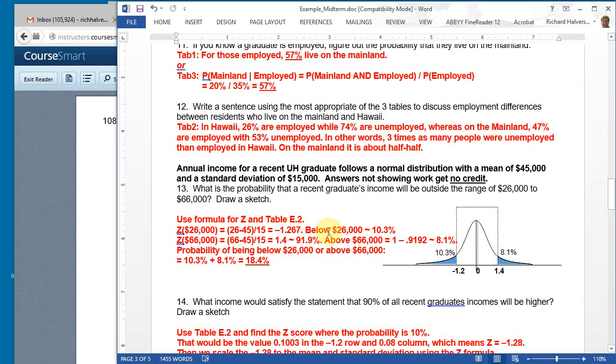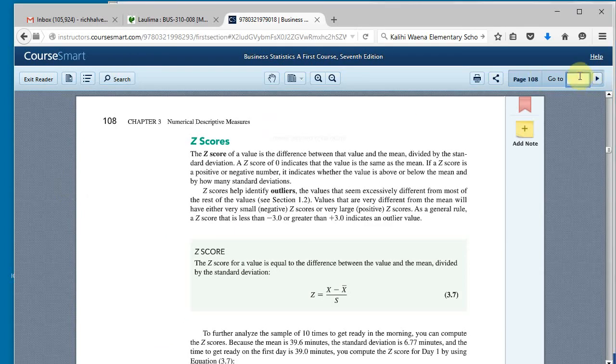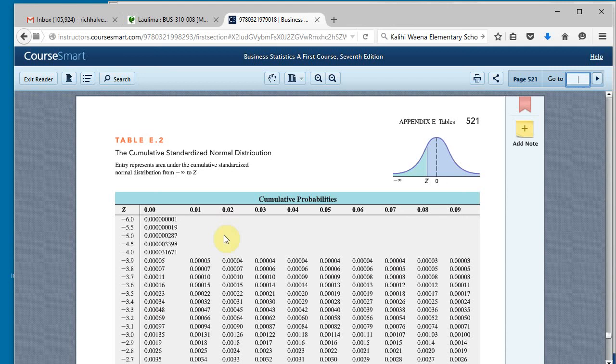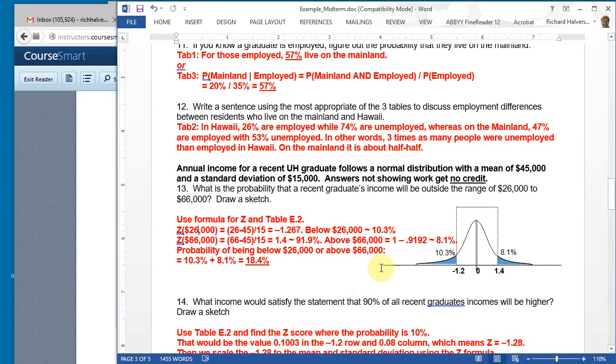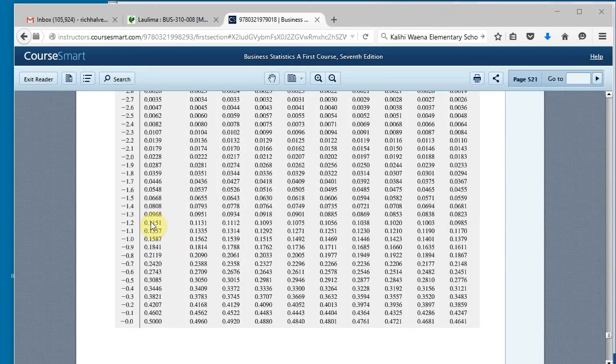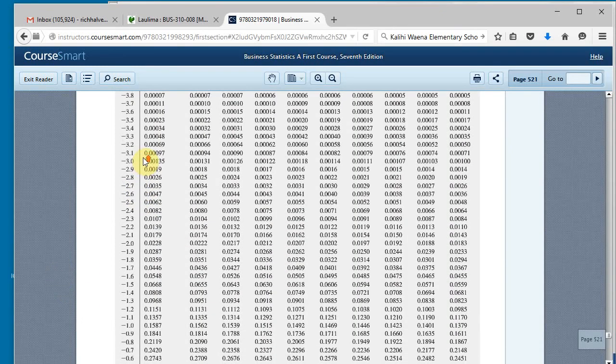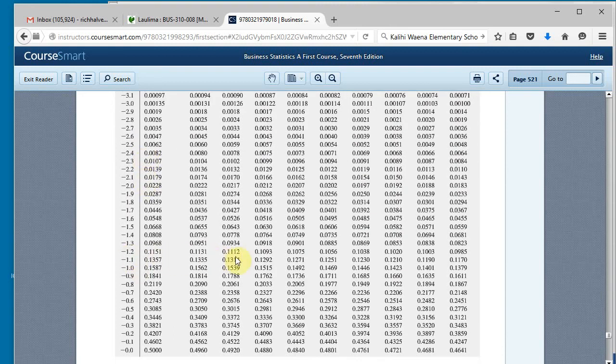Once we have the z-score of minus 1.267, we can determine what the probability is, what the area is, the probability of being below that point. To do that, we go to page 521, and we find minus 1.26. Minus 1.26 is this point right here, 0.1003.